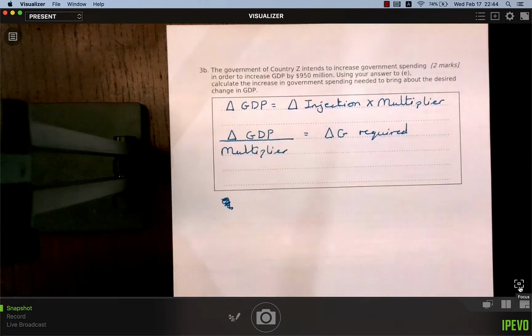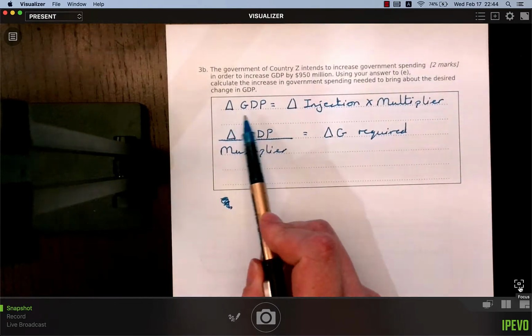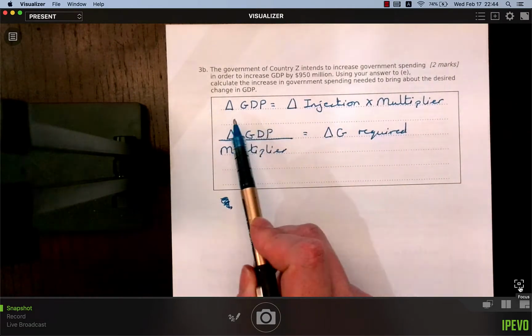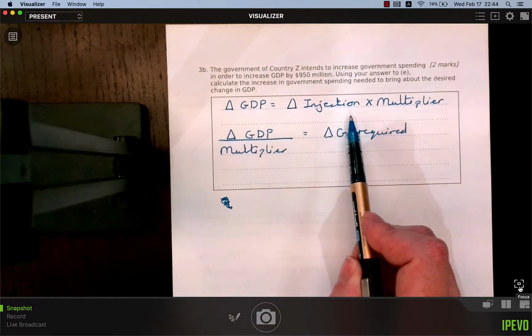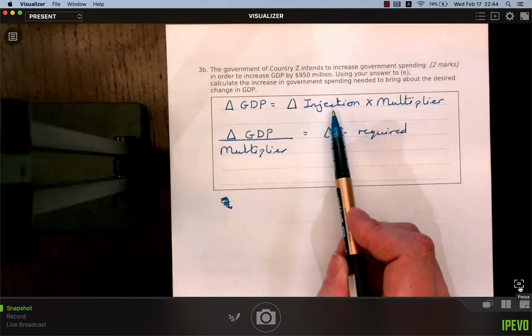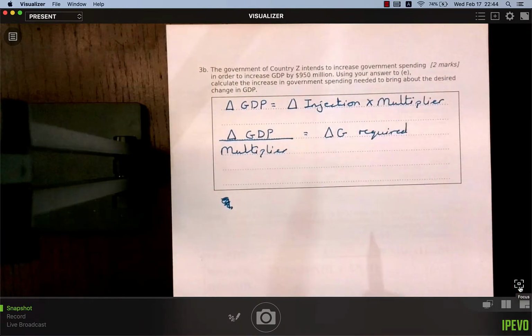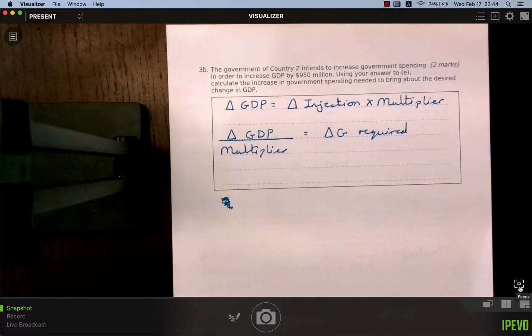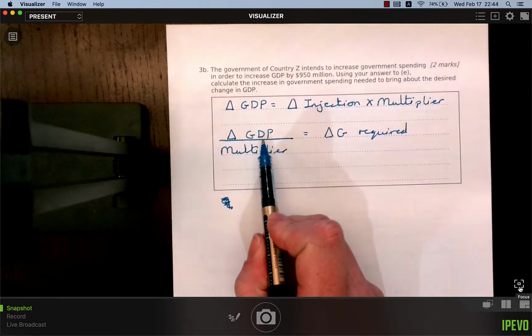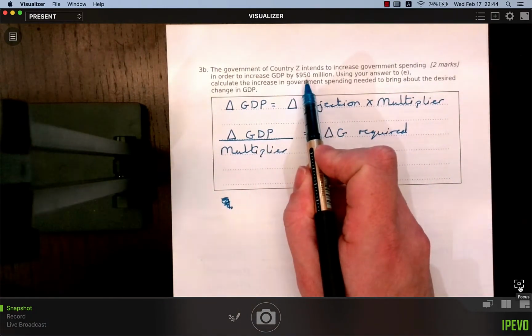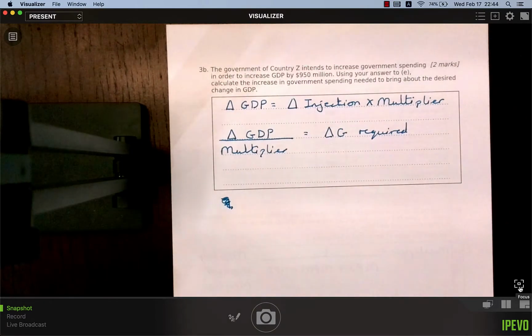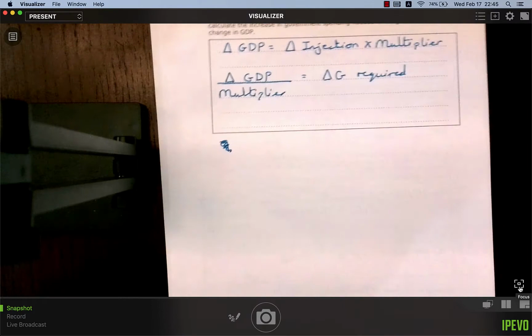Okay, we know that the resultant change in GDP, Y, national income, whatever, equals the change in injection times the multiplier. The change in injection in this case is going to be the amount of government spending up here, okay? So how much do they need to spend? Well, we have already calculated that the multiplier was 4 in the previous question, right? So if we want national income to increase by 950 million, the government doesn't have to spend 950 million. It has to spend 950 million divided by 4, okay? And why? Because the multiplier will do the rest.